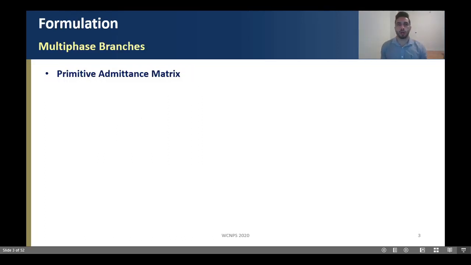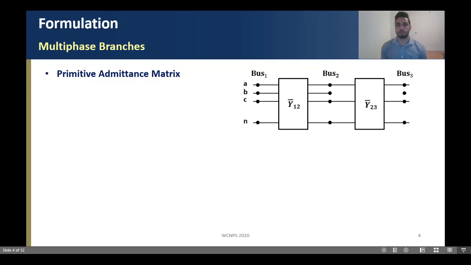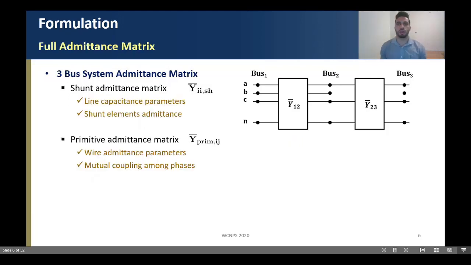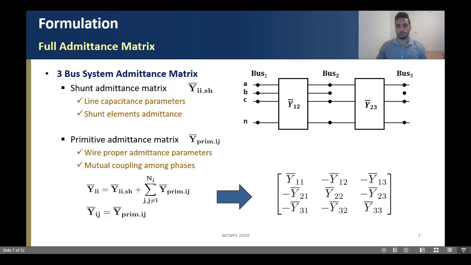In order to cover all these requirements, our formulation was based on primitive admittance matrices. By taking a look at these three buses with multi-phase lines, we can see how the primitive admittance matrices are built. And by using those primitive admittance matrices, we are able to build our full admittance matrix that will describe the entire system. And by using the full admittance matrix, we are now able to derive our reduction formulation. So let's say that we were trying to remove bus 2 out of the system.